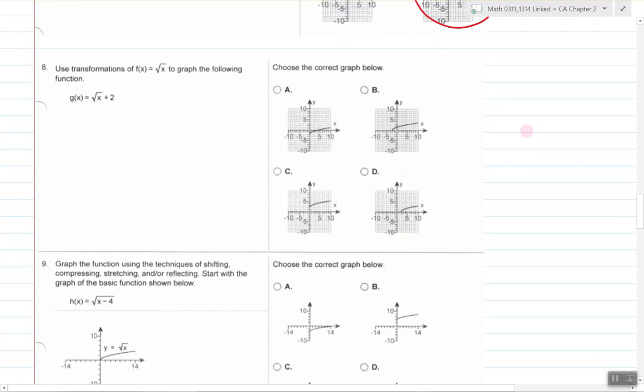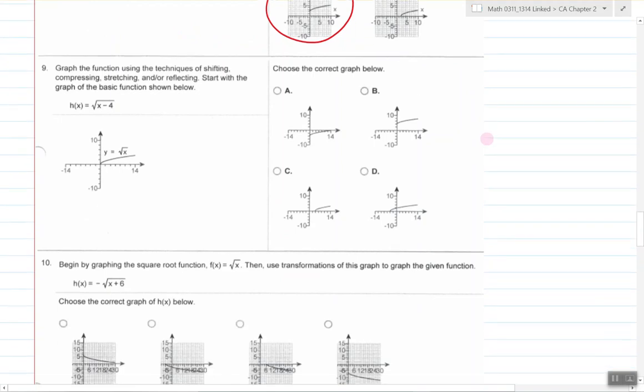On this one, it's still x squared, so it's still going to be a branch. This says it will shift up 2. So I'm looking for a graph that has shifted up 2, and I believe it will be choice C.